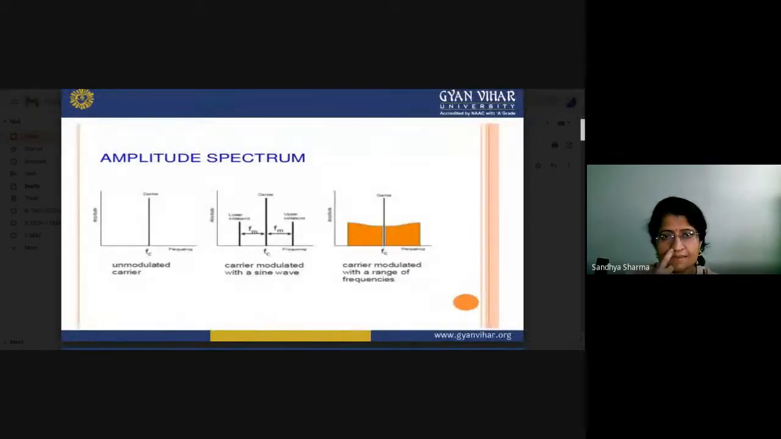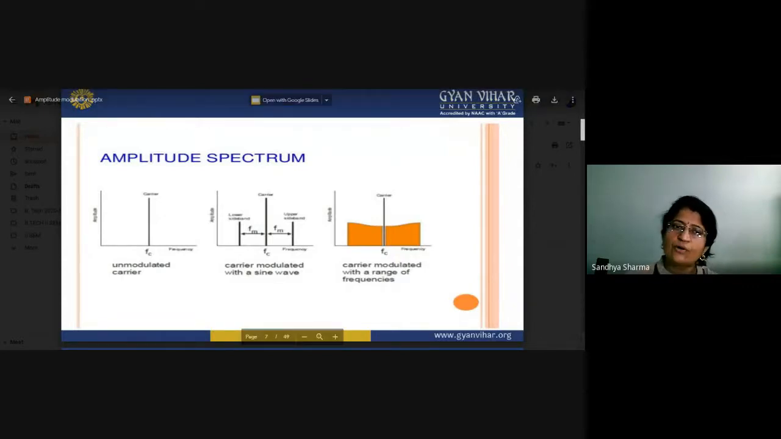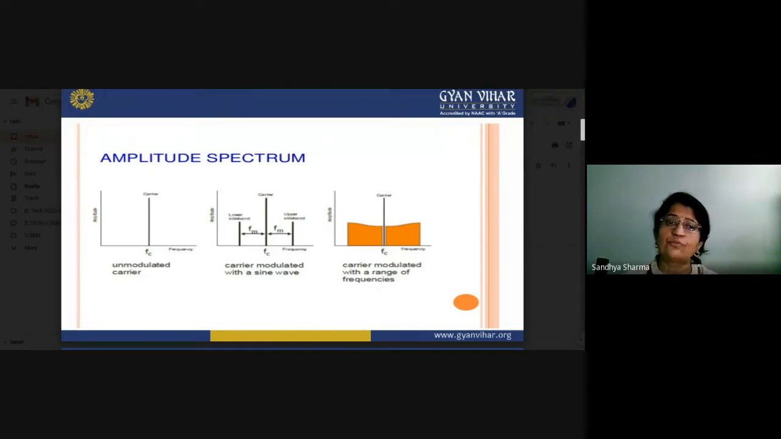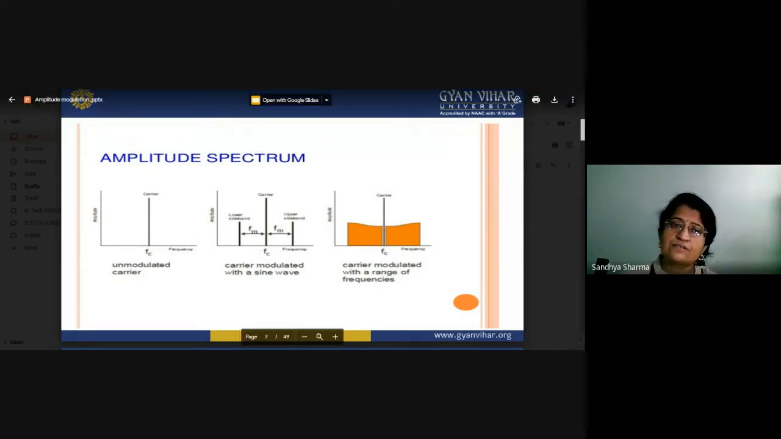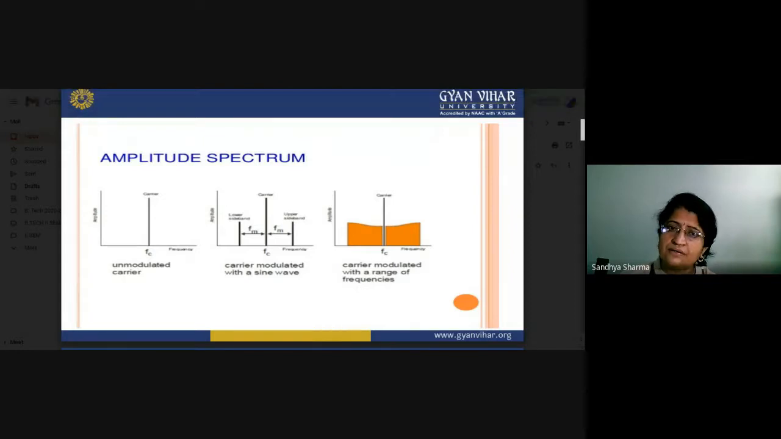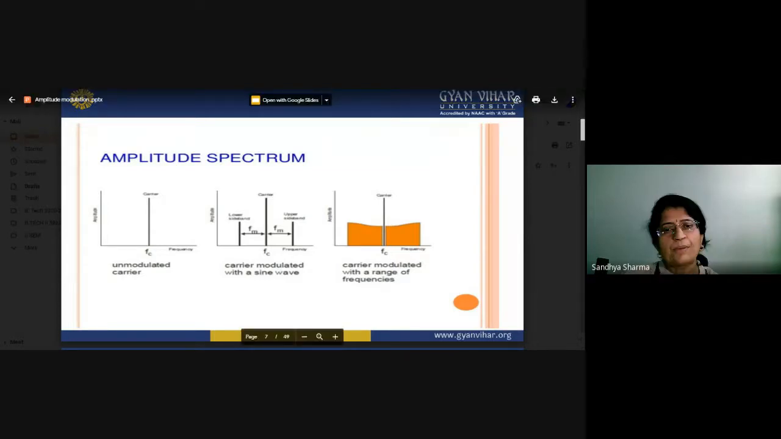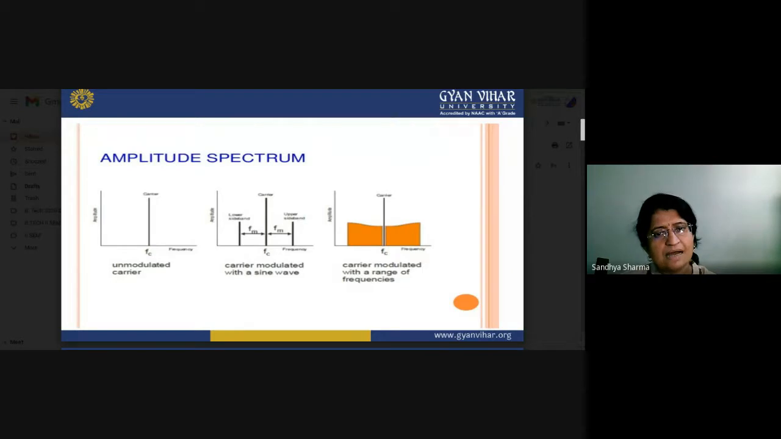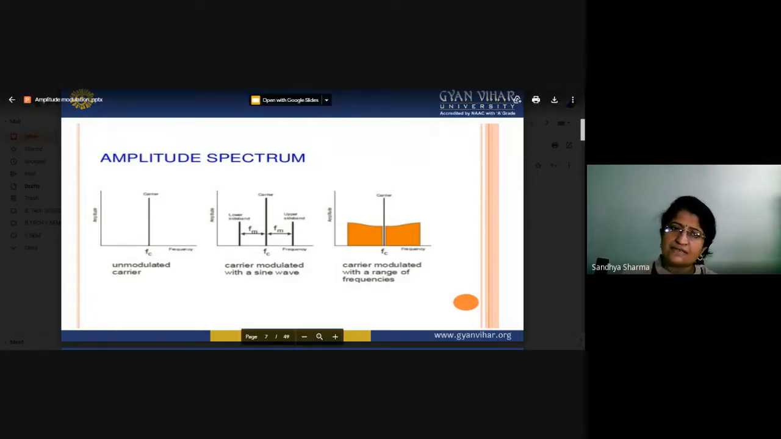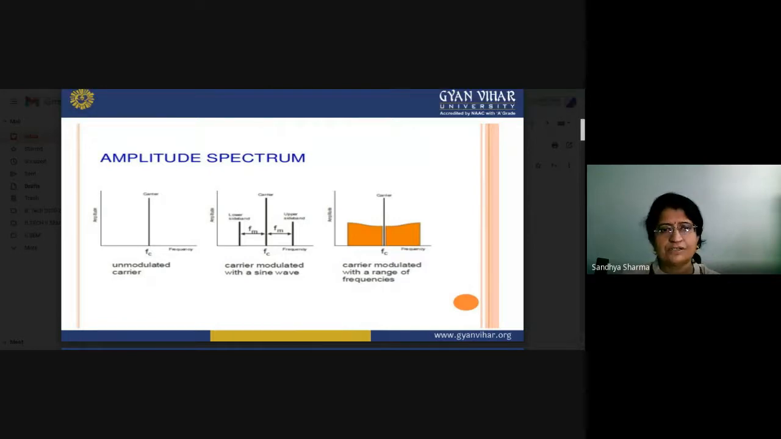Now we will see the amplitude spectrum. First, we take the carrier signal, and now we superimpose your modulating signal on this carrier. We then receive two sidebands on both sides of the carrier signal. Apart from fc, at fc plus fm is the upper sideband, and at fc minus fm is the lower sideband. This is the unmodulated carrier signal, and when we have done the modulation, now what will happen?